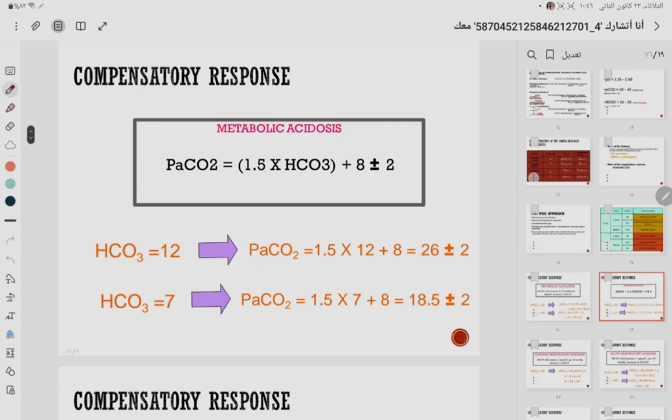Okay. Compensatory response. So in metabolic acidosis, for example, the PCO2 is 1.5 multiplied by the bicarb plus 8, plus or minus 2. So if the bicarb is 12, then the PCO2 will be 26 plus or minus 2. If the bicarb is 7, then the PCO2 will be 18.5. So for metabolic acidosis, 7 and 12, you can imagine. If the predicted PCO2 is, for example, 30 or 40, this means that it's not just metabolic acidosis, it's as well respiratory acidosis.